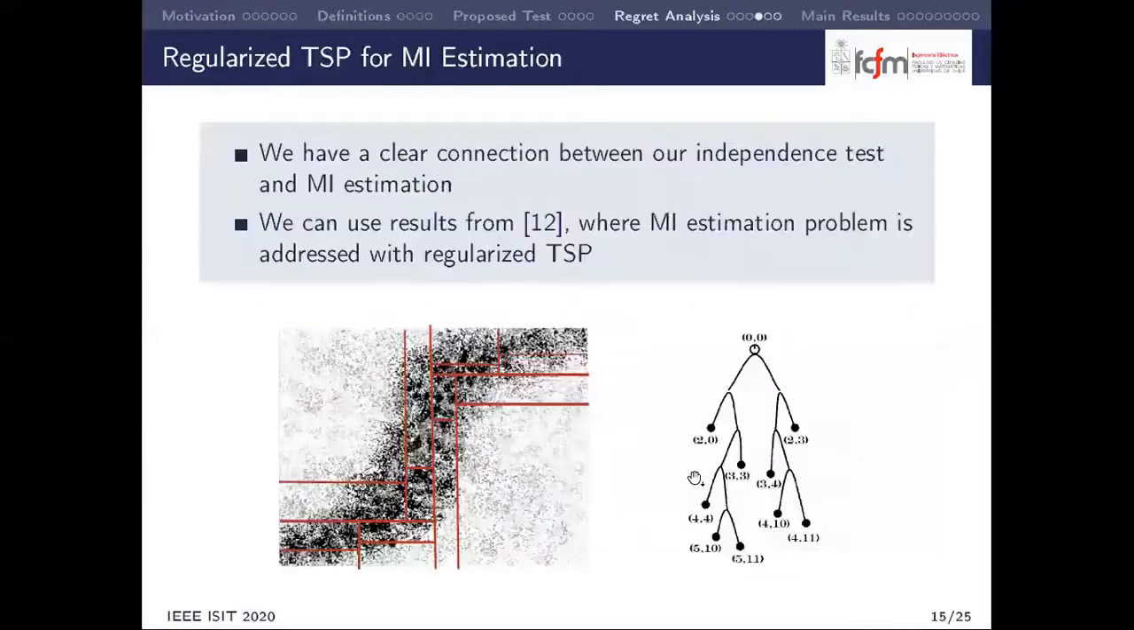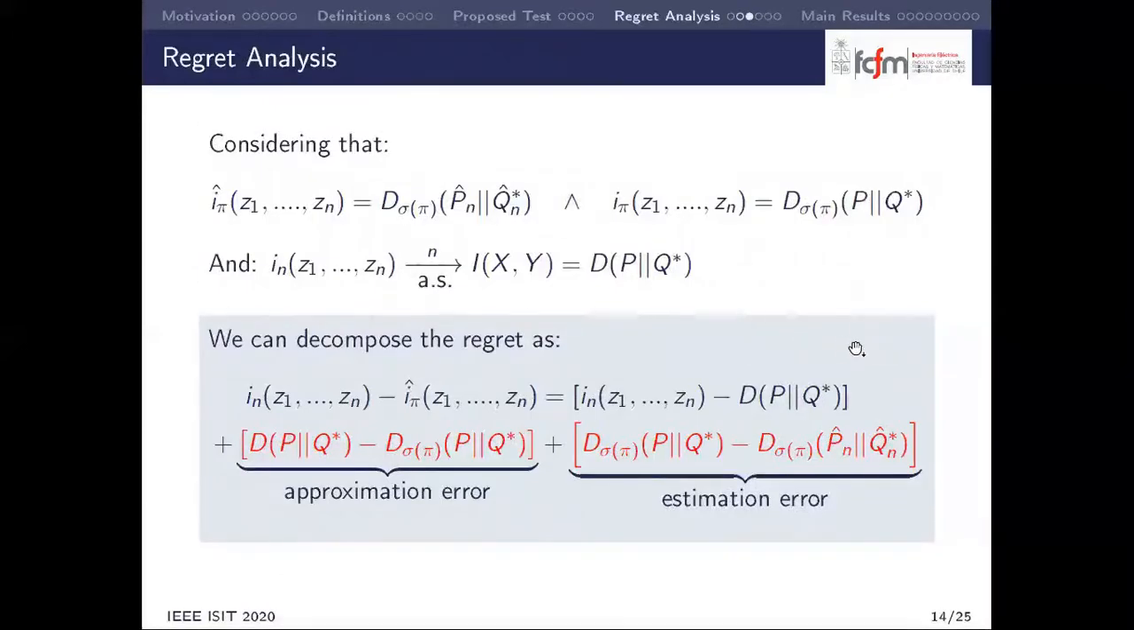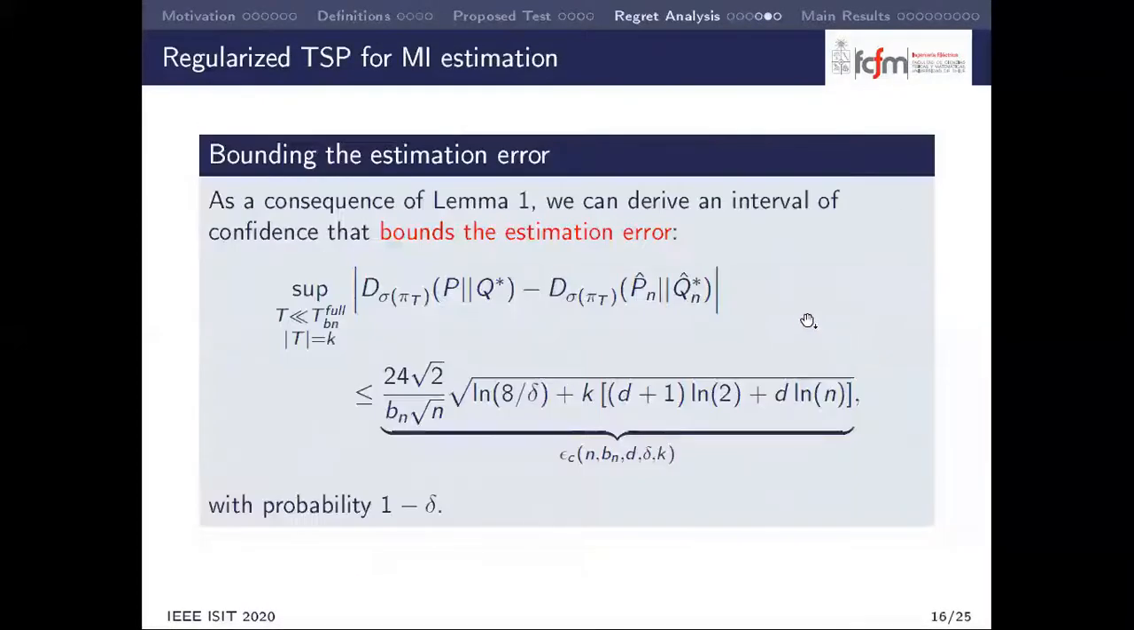So one of the results we can use from this paper is that we can bound the estimation error. In this sense, we find a bound of the estimation error that just depends on the size of the tree, which is the size of the partition, and does not depend on the underlying distribution.